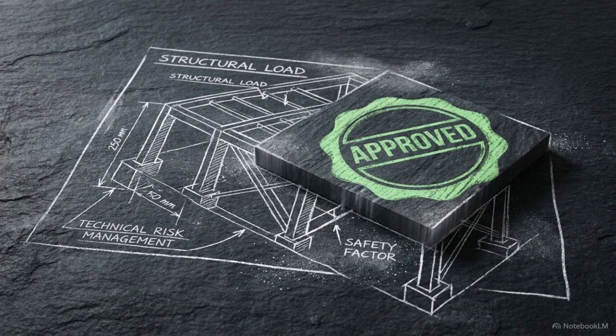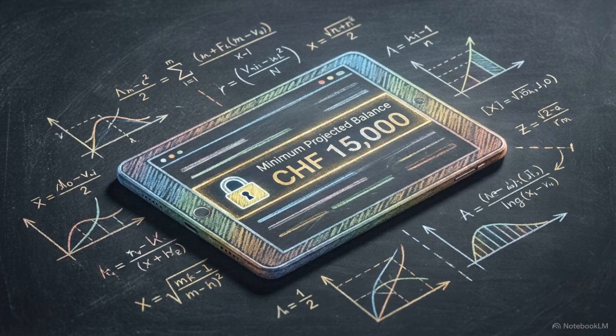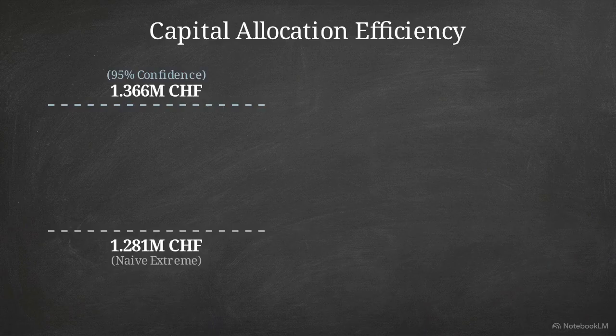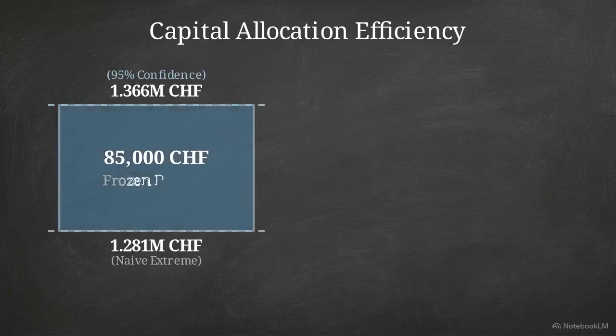This is actionable intelligence. The Treasury now knows with 95% mathematical certainty the minimum amount of home currency they will receive based on past market behavior. Compare that 1.366 million threshold to the 1.281 million naive extreme we calculated earlier.